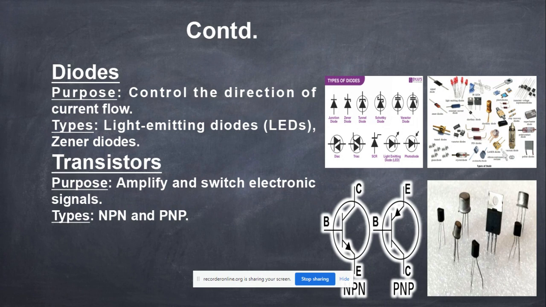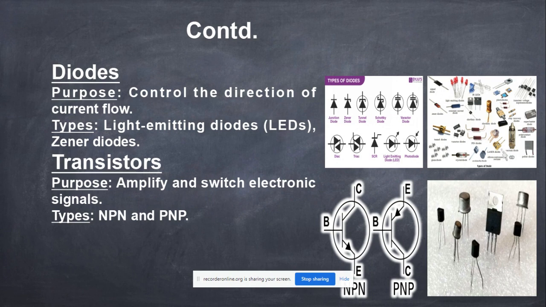Okay, another one is transistors. It is the same as diodes, right? Transistors are formed or simply made from diodes, so two or more diodes. The combination of diodes will create the transistor. The purpose of transistors is amplifying and switching electronic signals.